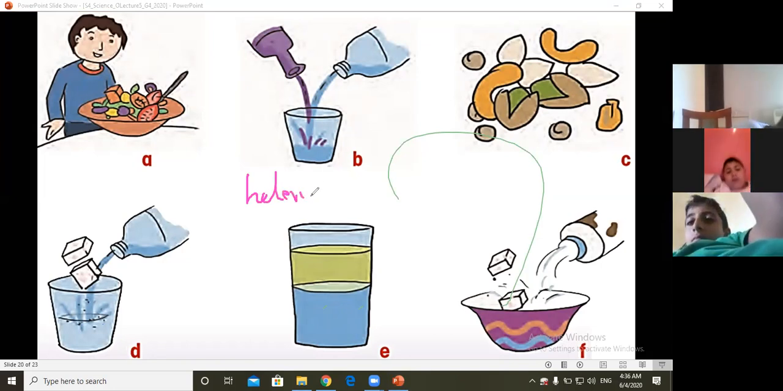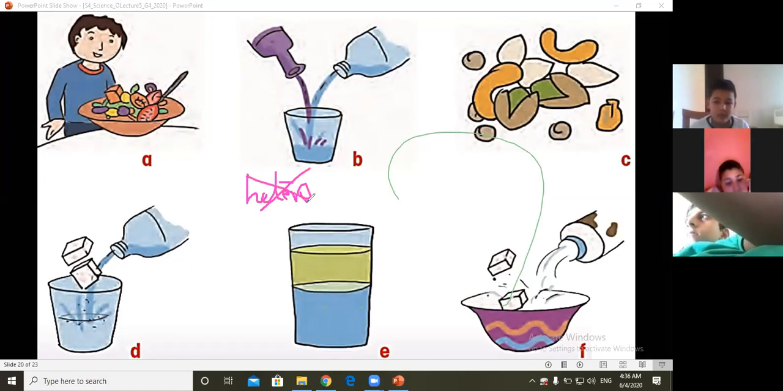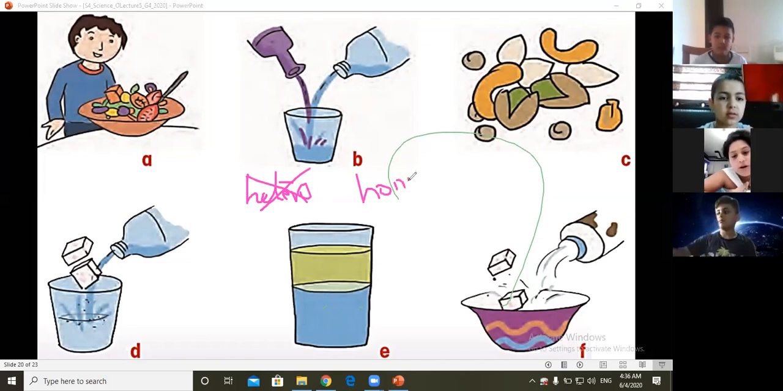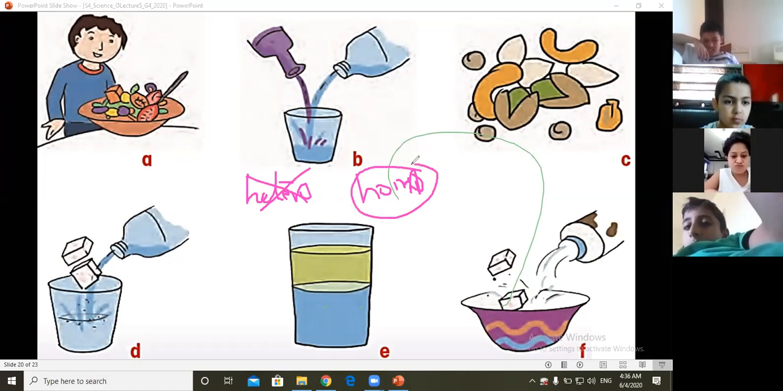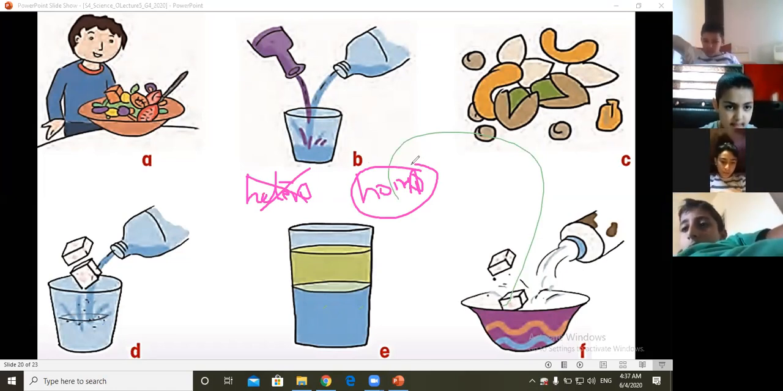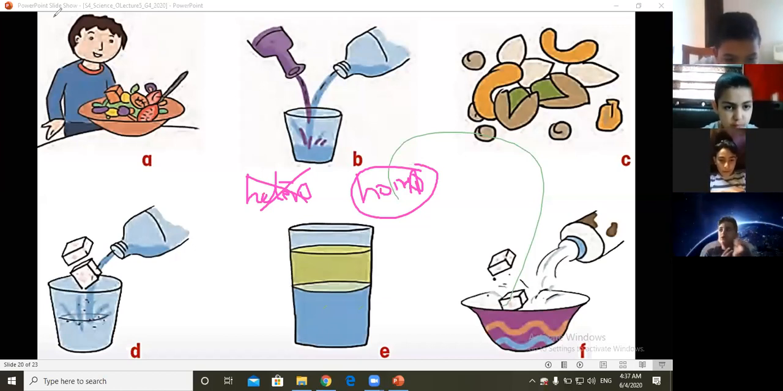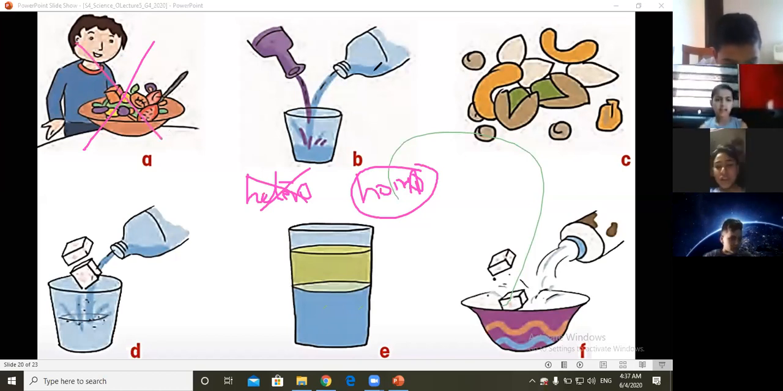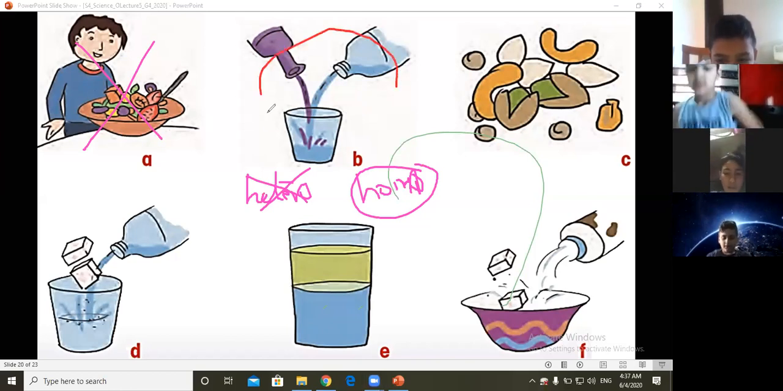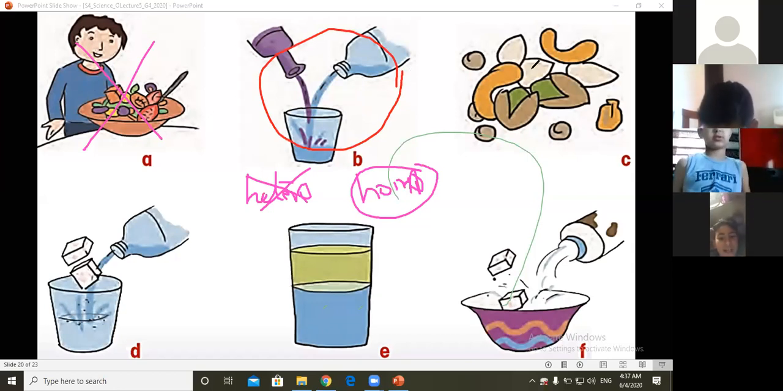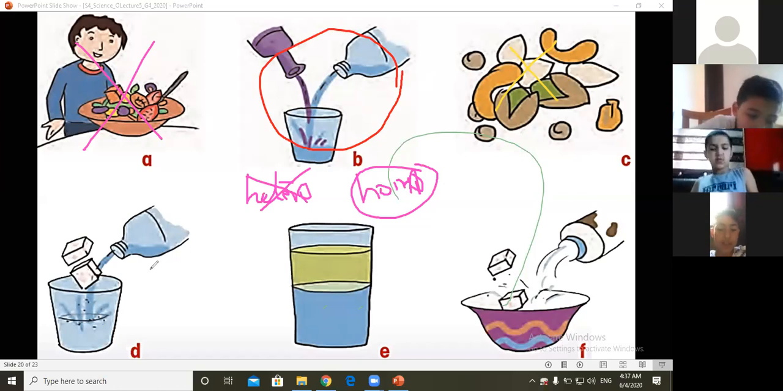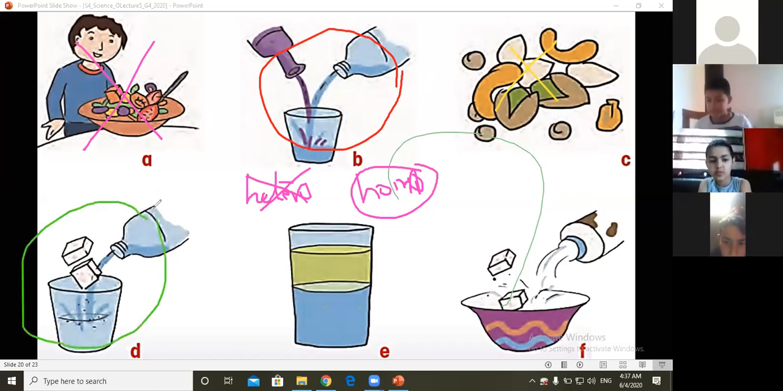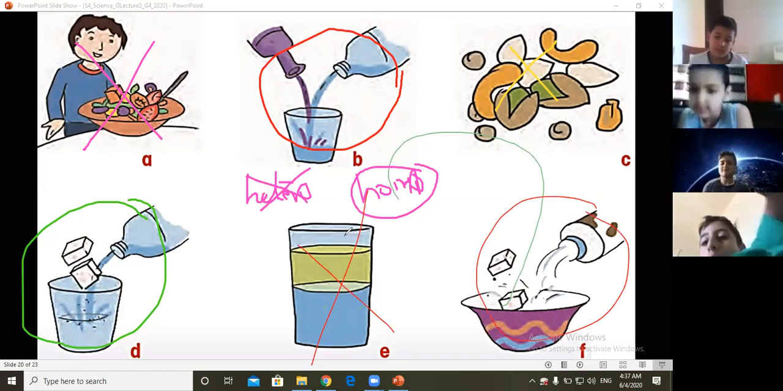Miss, is this the last one? Yes, it is. Hetero, cross it. Miss, the first one is heterogeneous. Yalla, cross it. The first one is heterogeneous, and the last one is homogeneous. That's right, excellent. And the one before it is heterogeneous, because it will dissolve inside the milk.